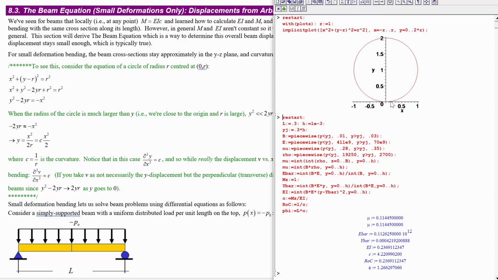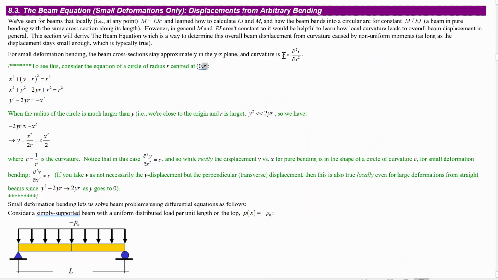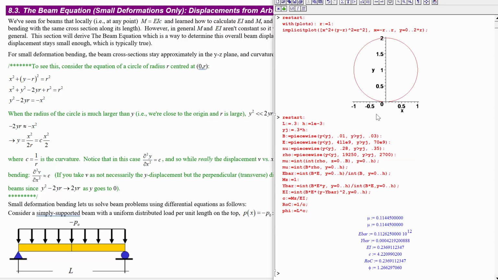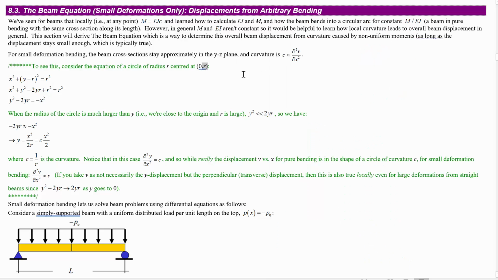There's our circle. And right around the bottom here, what we're saying is that the curvature is basically the curvature of this circle, which is 1 over the radius of curvature. The curvature, 1 over the radius of curvature at any point on this beam, is approximately the second derivative of y with respect to x. So let's have a look at that.